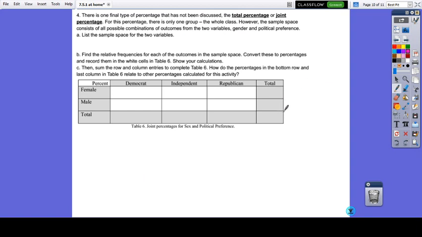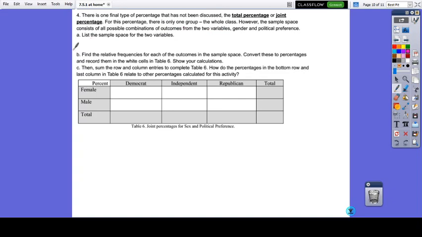Okay, moving on from that, there is one final type of percentage that has not been discussed, and that's called total percentage or joint percentage. For this percentage, there's only one group: the whole class. However, the sample space consists of all possible combinations of outcomes from the two variables, gender and political preference.